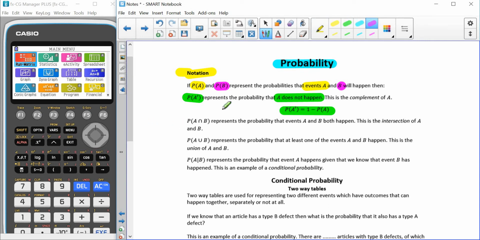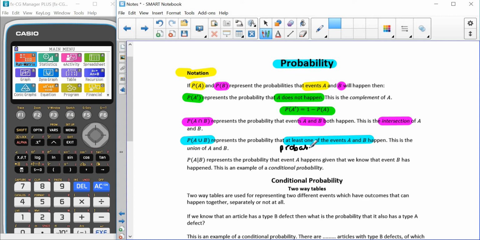If we have the probability of A and B like this, with this upside down U shape, then that's the probability of A and B happening together. It's also called the intersection of A and B. For A union B, written like this, this is the probability of at least one of A and B happening. Another way of thinking of that is that it's the probability of A or B or both.